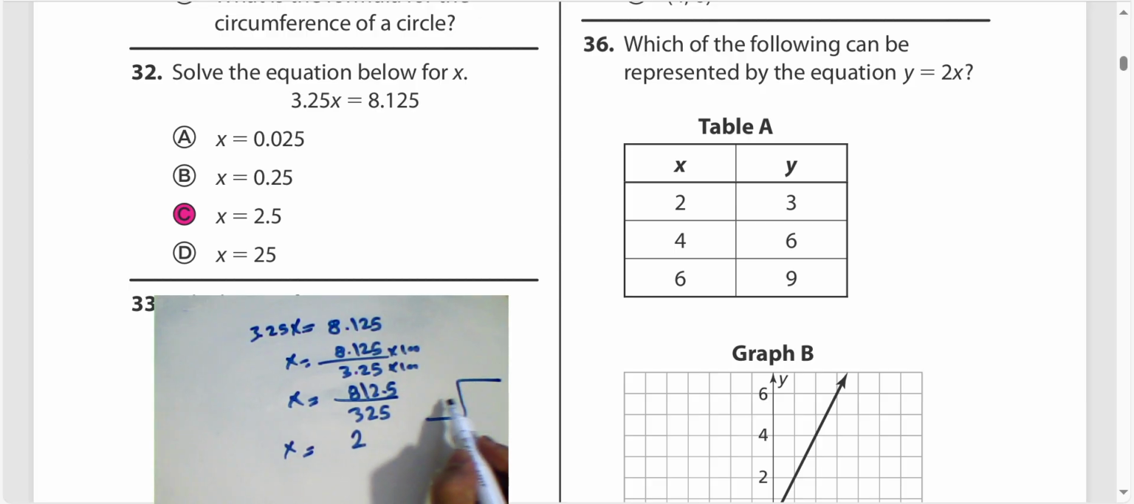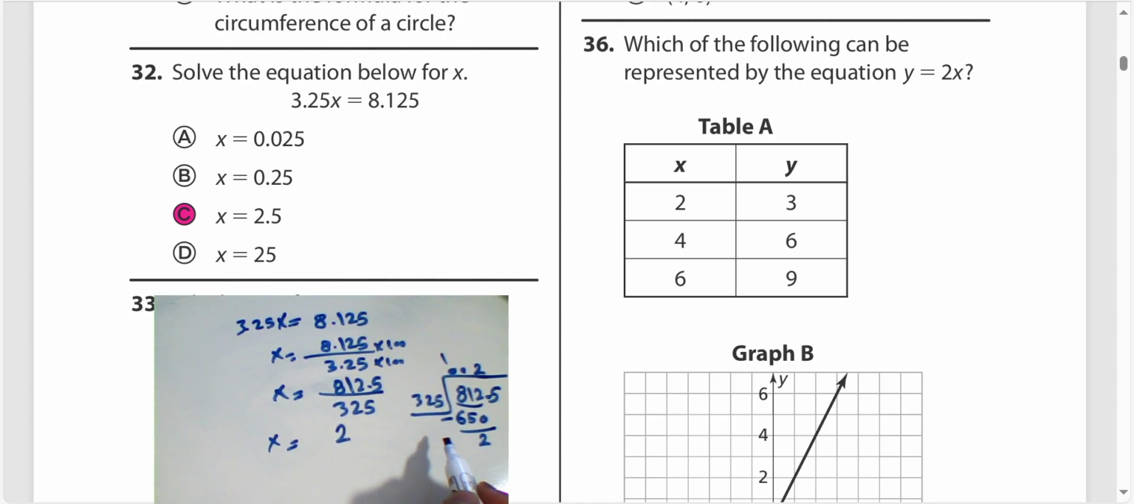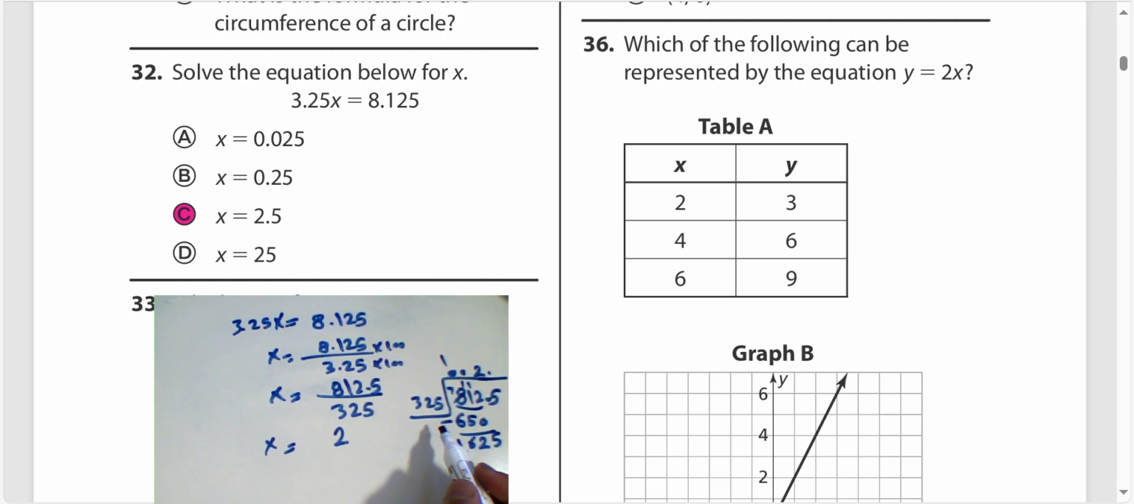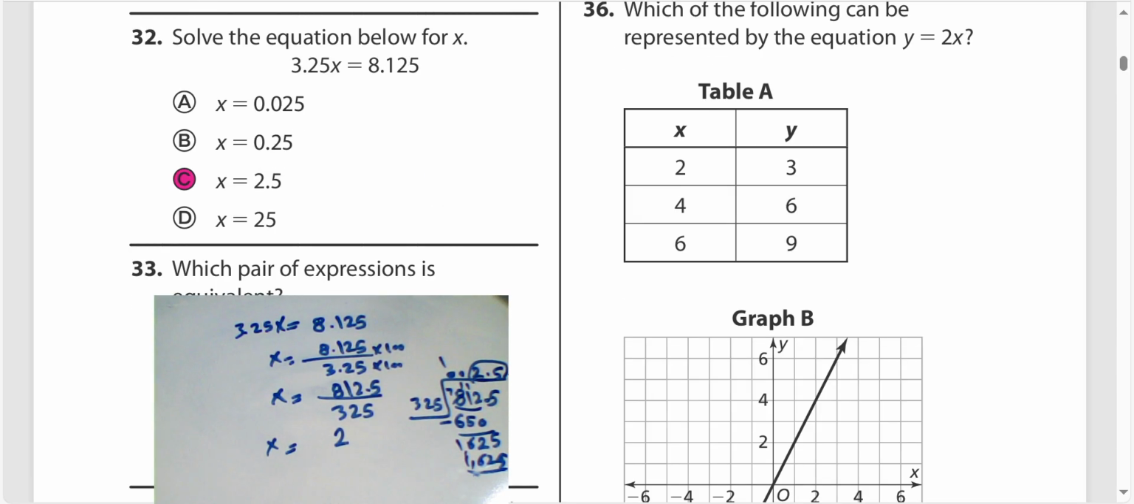Okay, I will do it here. 325, write 0. 812 divided by this number. 2 times 5 is 10, write 0 and carry 1. 2 times 2 is 4 plus 1 is 5. 2 times 3 is 6. 812 minus 650 is 162. Put the point and then drop 5. 1625 divided by 325 equals 5. Then the result will be 2.5 here. Okay, that is the solution of this equation.